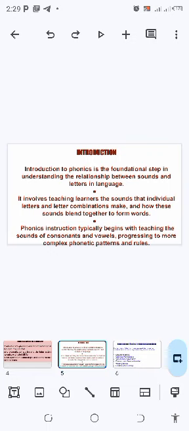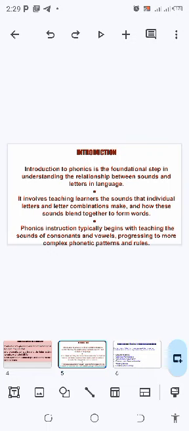The code now is the letter written. So that code, or the letter that has been written, must have a sound for us to be able to pronounce it and for us to be able to combine these letters together to give a word. And now from words we get sentences, phrases, paragraphs, and on and on. So it involves teaching learners the sounds that individual letters and letter combinations make and how these sounds blend together to form words. That is the basis of phonics, the essence of phonics.